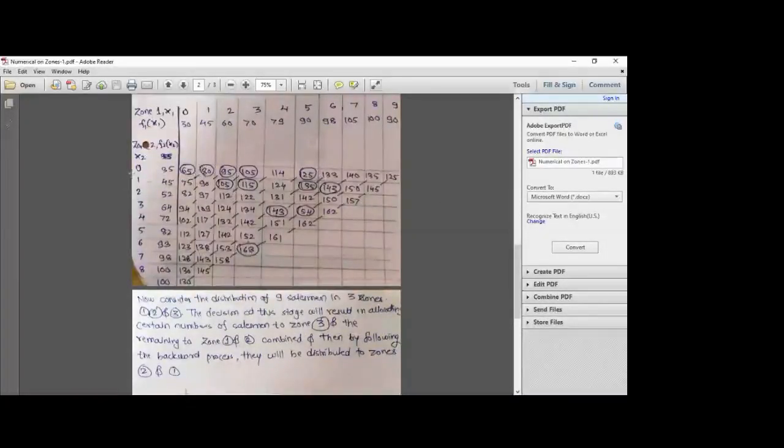So now let's consider this. If I'm considering only one salesman to be put across both zones, zone 1 and zone 2, what are the possible combinations? It is 0 plus 1 and 1 plus 0. So what is 0 plus 1? 0 plus 1 is 45 plus 35, it is 80. And what is 1 plus 0? It is 30 plus 45, it is equal to 75.